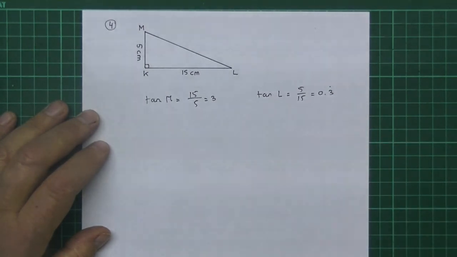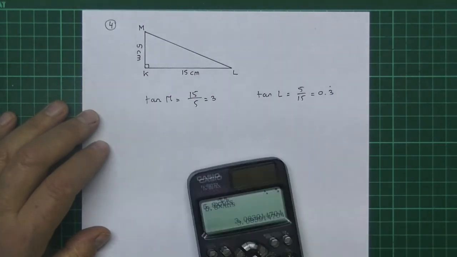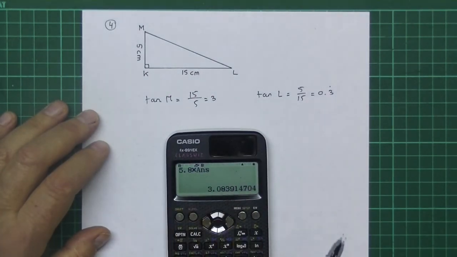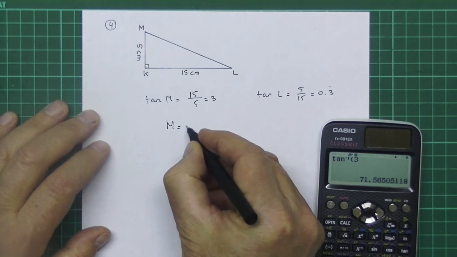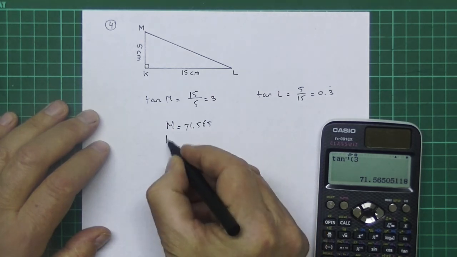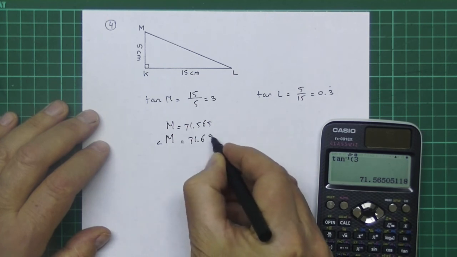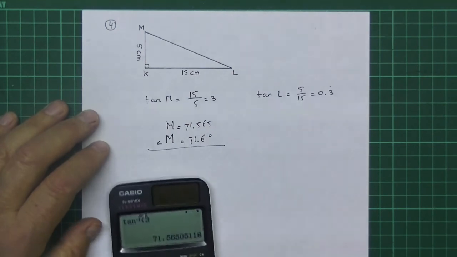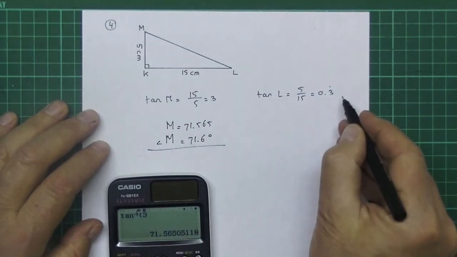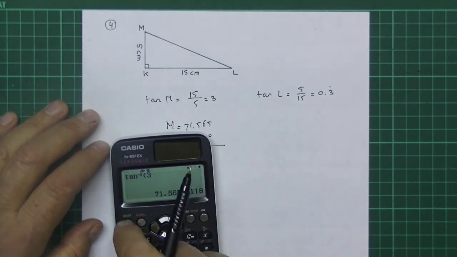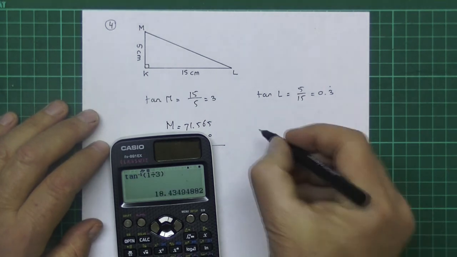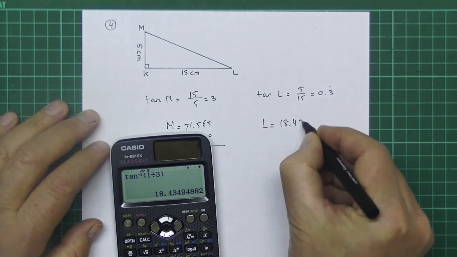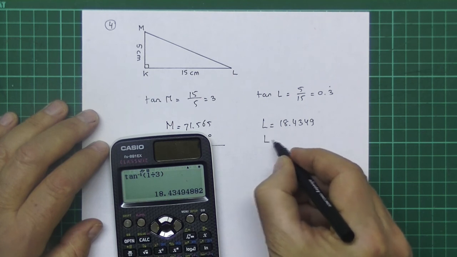Well, that's easy because now I can just go back, and here in this case I go second function, tan to the power minus 1, 3 equals, and so that's angle M. Angle M is 71.565, so angle M equals 71.6 degrees. And here we get tangent L is 0.3 repeating, so I go second function tangent, and I go 1 divided by 3 equals, and here I get L equals 18.4349, and so rounded off I get L equals 18.4 degrees.